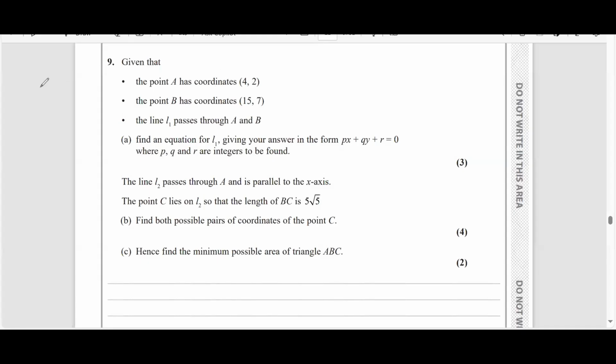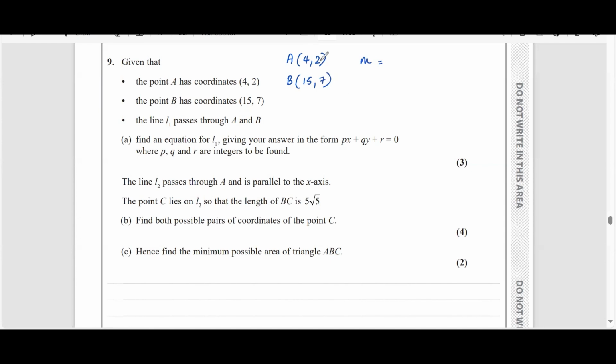Given that the point A is (4, 2), and B has coordinates (15, 7). The line L1 passes through A and B. Find an equation for L1 in the form Px + Qy + R = 0. So let's first find the gradient m.